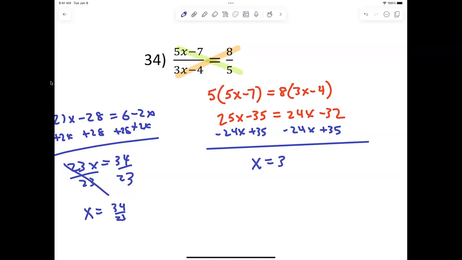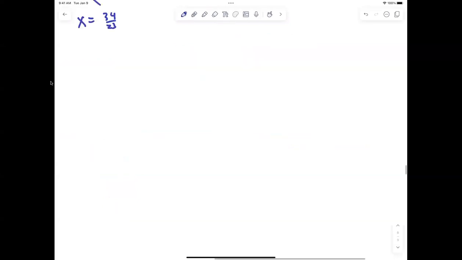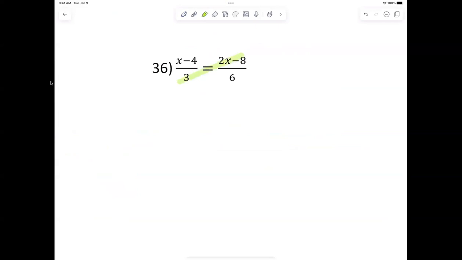Anybody have any issues with that? All right, here we go. Another proportion. Again, just to make sure, cross multiplying here, cross multiplying here.